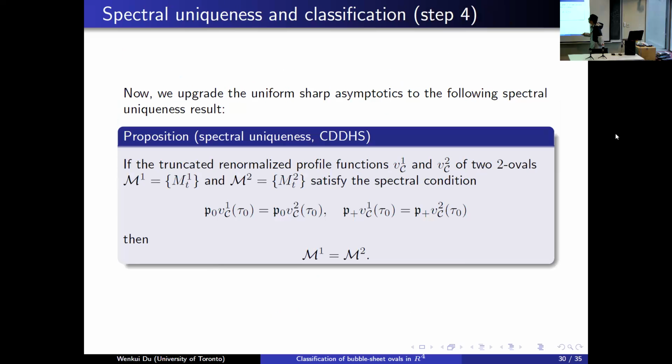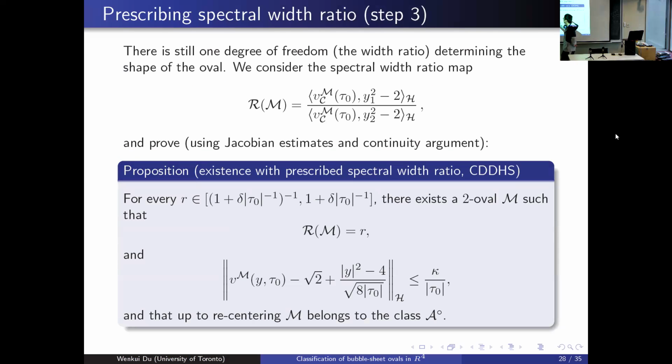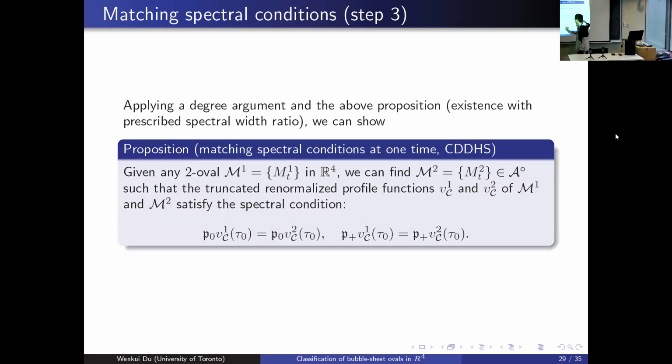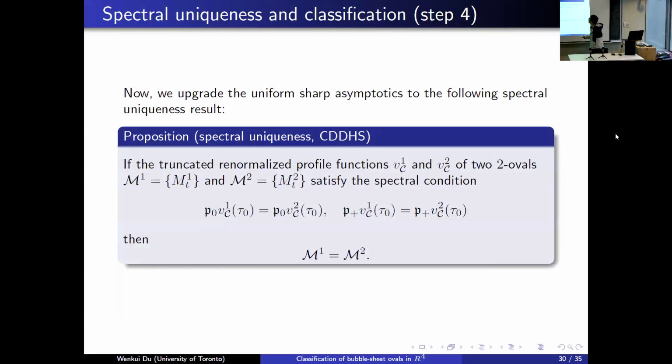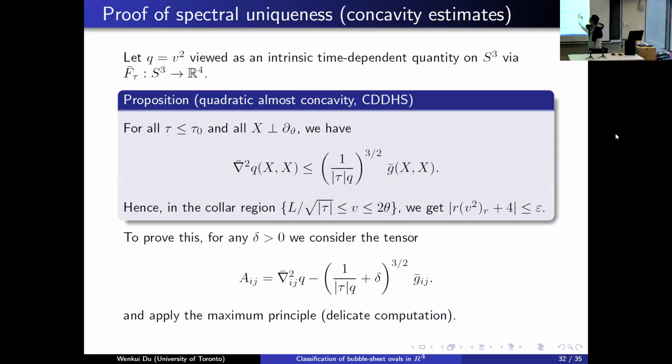Another tricky part is this theorem, because here we basically used the one-dimensional intermediate value theorem, and the technique in higher dimension should be some degree argument, but it has some problems. Also, I'm saying that this surjectivity and the Hessian estimates aren't trivial.